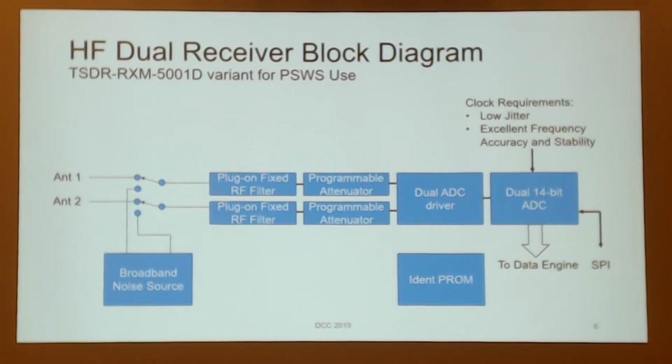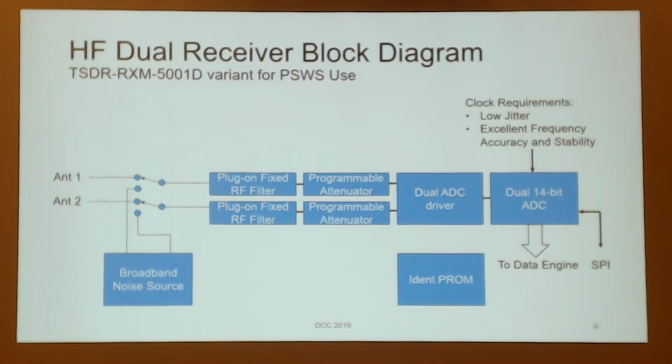This is a block diagram of the dual receiver module. So this is the RXM 5001D. You'll use that module for the Space Weather Station. The block diagram has got two antennas, and they go through a relay into this plug-on fixed RF filter that Scotty described.